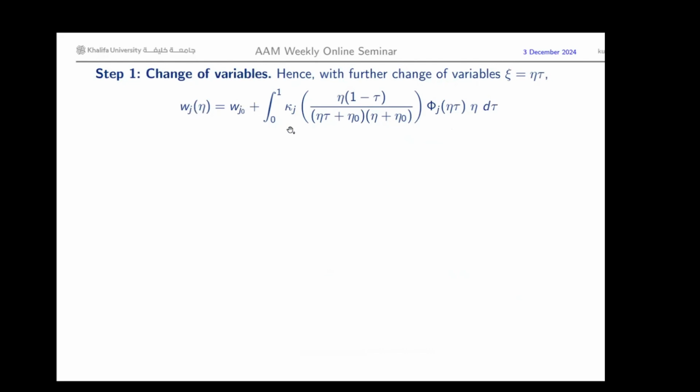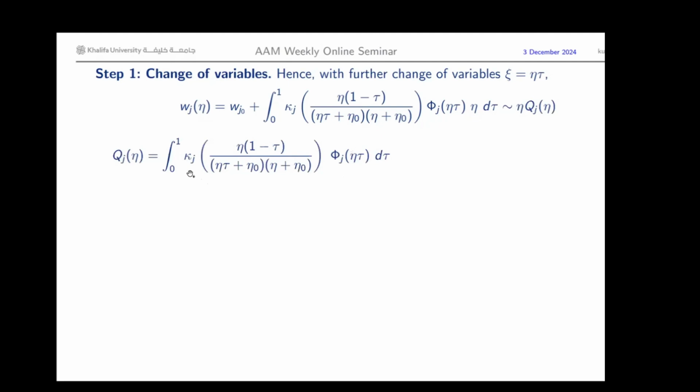So for large eta, the contribution of the initial value is not really important. So we can just analyze this wj eta as the integral. So this qj here is the integral, and I throw this eta out. So yeah, this qj, again, this phi is our right-hand side.